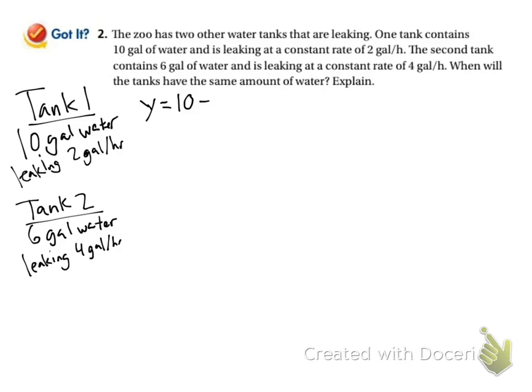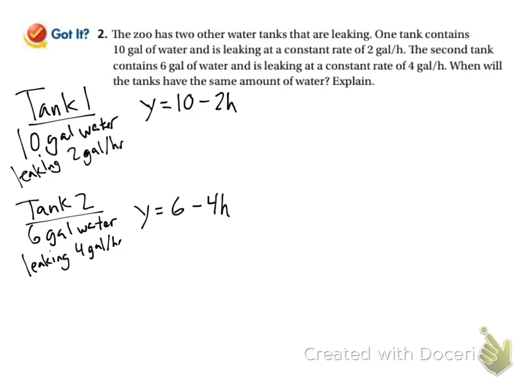So after 1 hour, that's 2 gallons. After 2 hours, that's 4 gallons. After 3 hours, that's 6 gallons, right? We're multiplying by the number of hours. So 2, and let's use H. Tank 2 starts with 6 gallons of water, and we're losing 4 gallons every hour, so minus 4H.